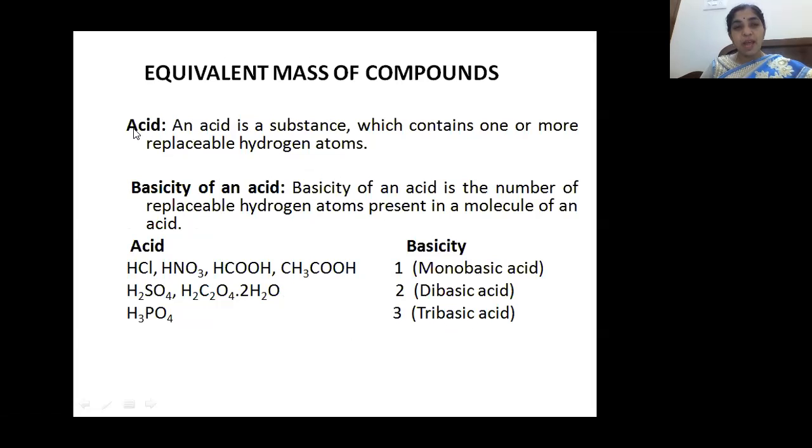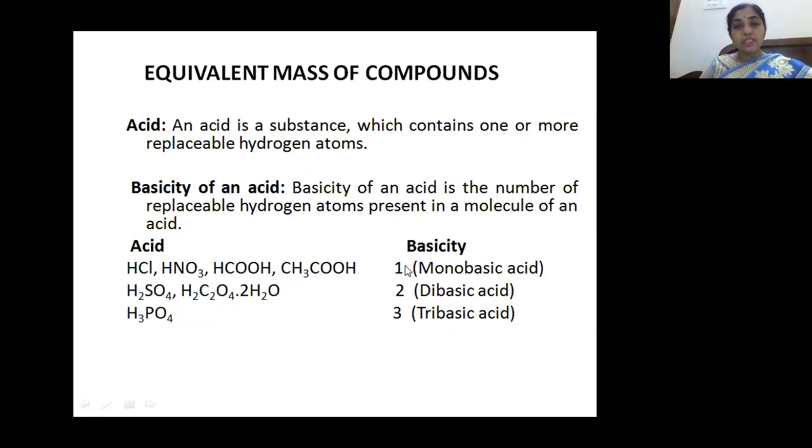First, let us take up acid. An acid is a substance which contains one or more replaceable hydrogen atoms. Basicity of an acid can be defined as, basicity of an acid is the number of replaceable hydrogen atoms present in a molecule of an acid. Let us see some examples here.